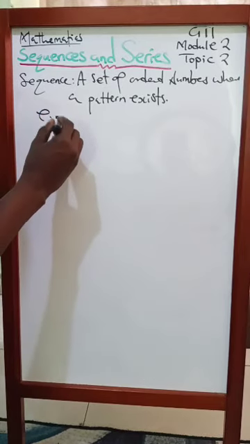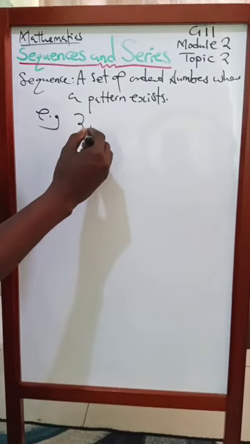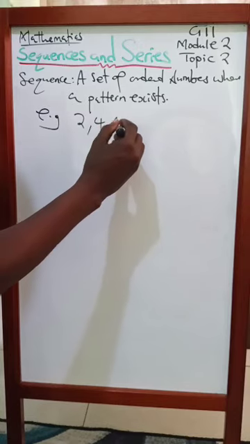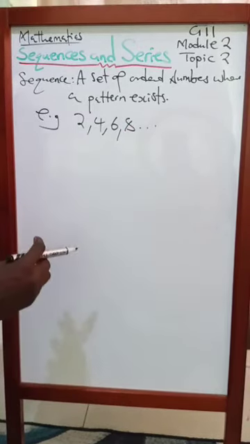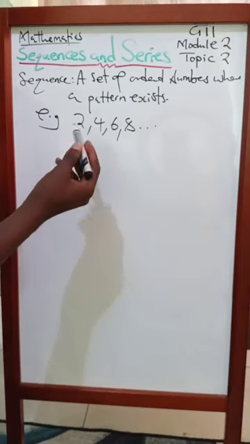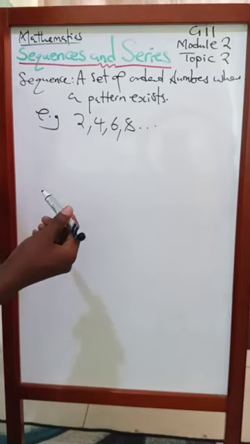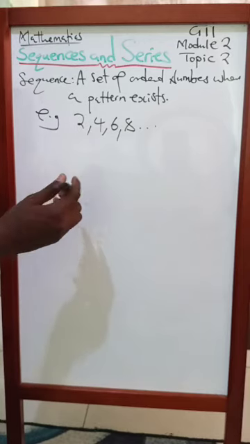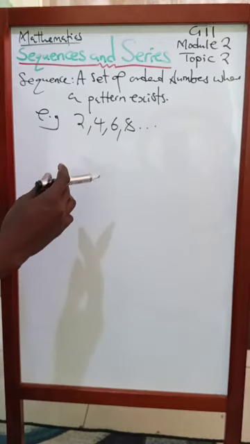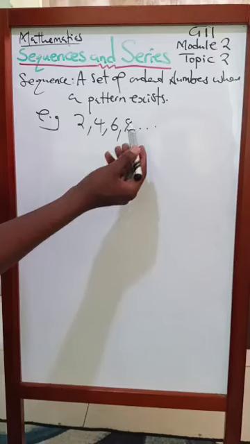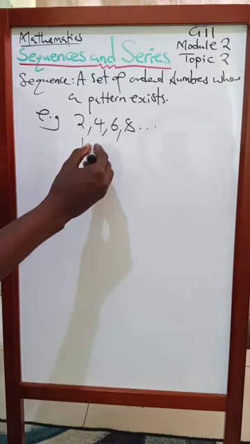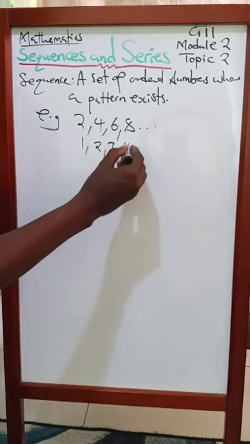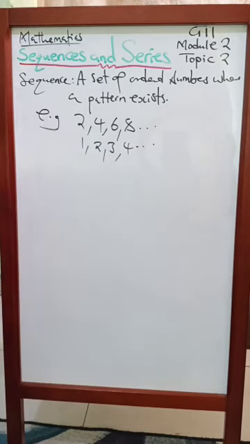An example of a sequence can be 2, 4, 6, 8, and so on and so forth. If you look at this sequence, the numbers are in order. Not only are they in order, they are following a certain pattern, such that you can even predict the next term. Another example I can give is 1, 2, 3, 4, and so on. All that is an example of a sequence.